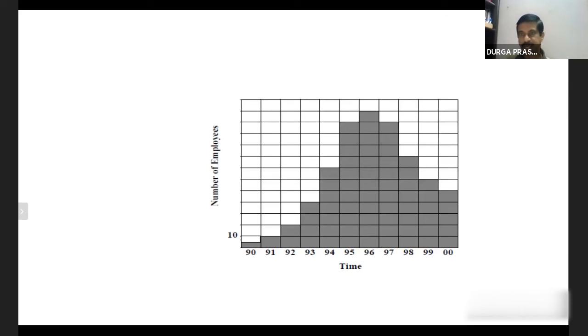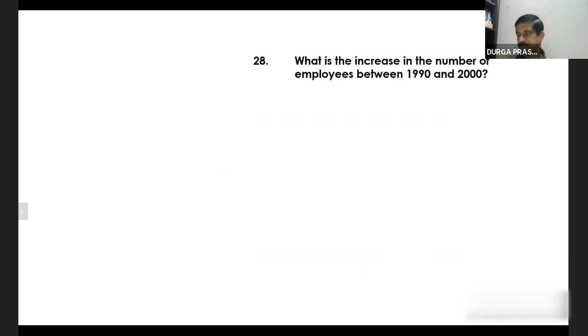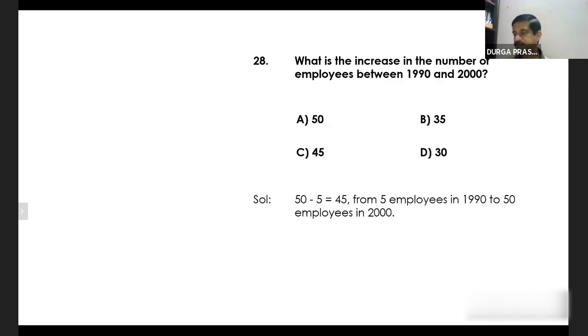Let us go again. The same data, the question changes. What is the increase in the number of employees between 1990 and 2000? So it is the final leftover count minus the initial amount. The final leftover count was 50, as we have pointed out there. Initially, we started with 5. So the increase of employees between 1990 and 2000 is 45. Okay, children, please note it fast. Option C.